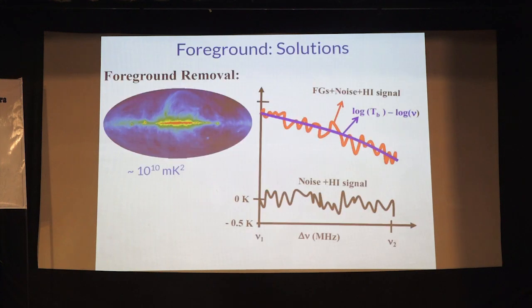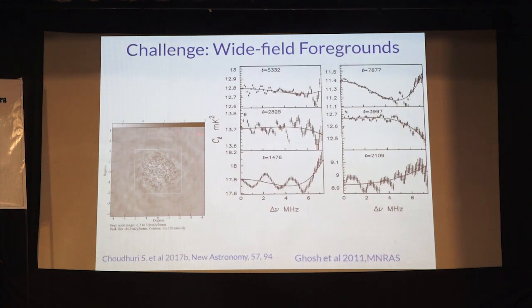So the foreground removal technique relies on the smoothness of the foreground as a function of frequency, which can be used to remove the foreground. That is the foreground removal technique. But what happens if there are some foregrounds at the outer part of this?